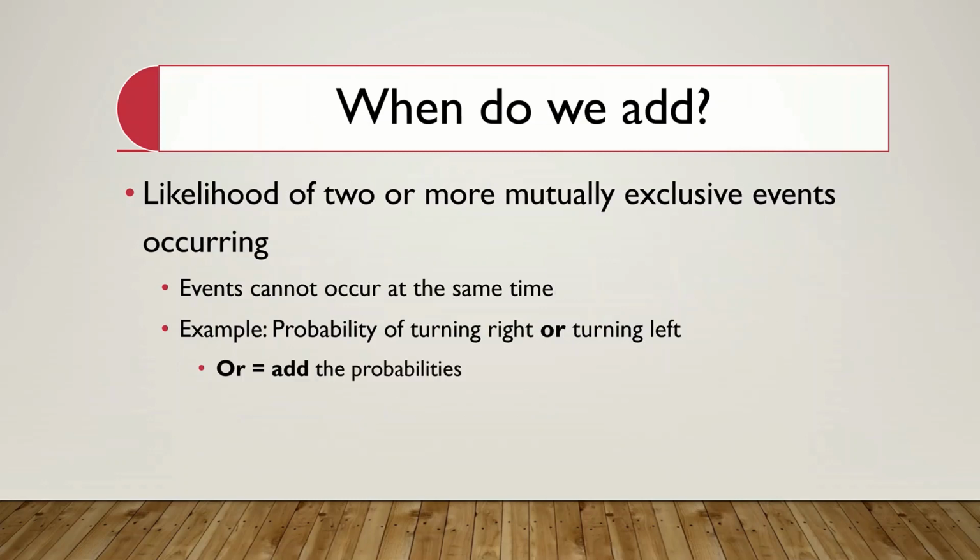And we're going to add when we're looking for the probability of two or more mutually exclusive events occurring. That means those events cannot occur at the same time. So an example could be having this genotype or that genotype. And that means that you can't be homozygous dominant or heterozygous dominant or recessive all at the same time. You could only have one of those genotypes.